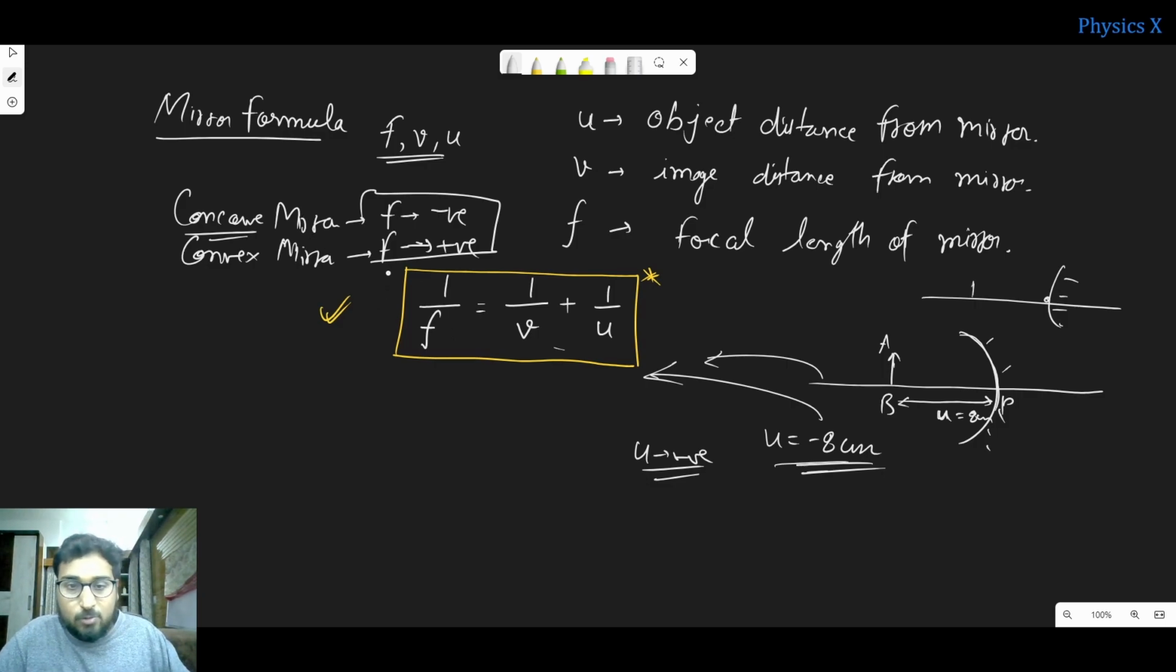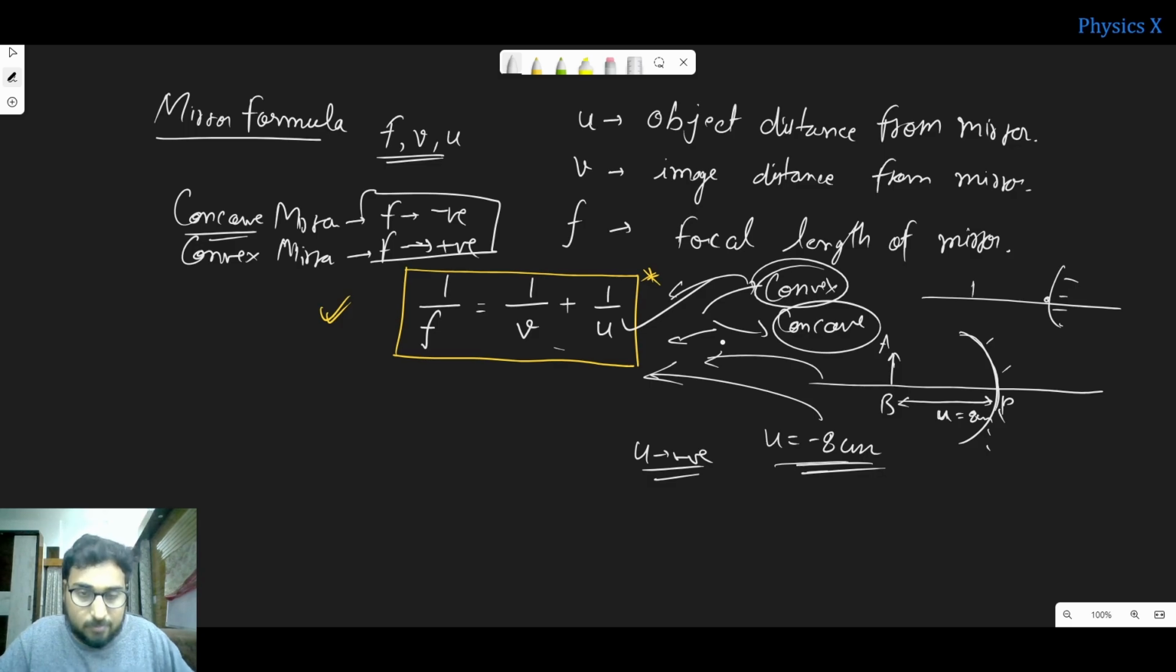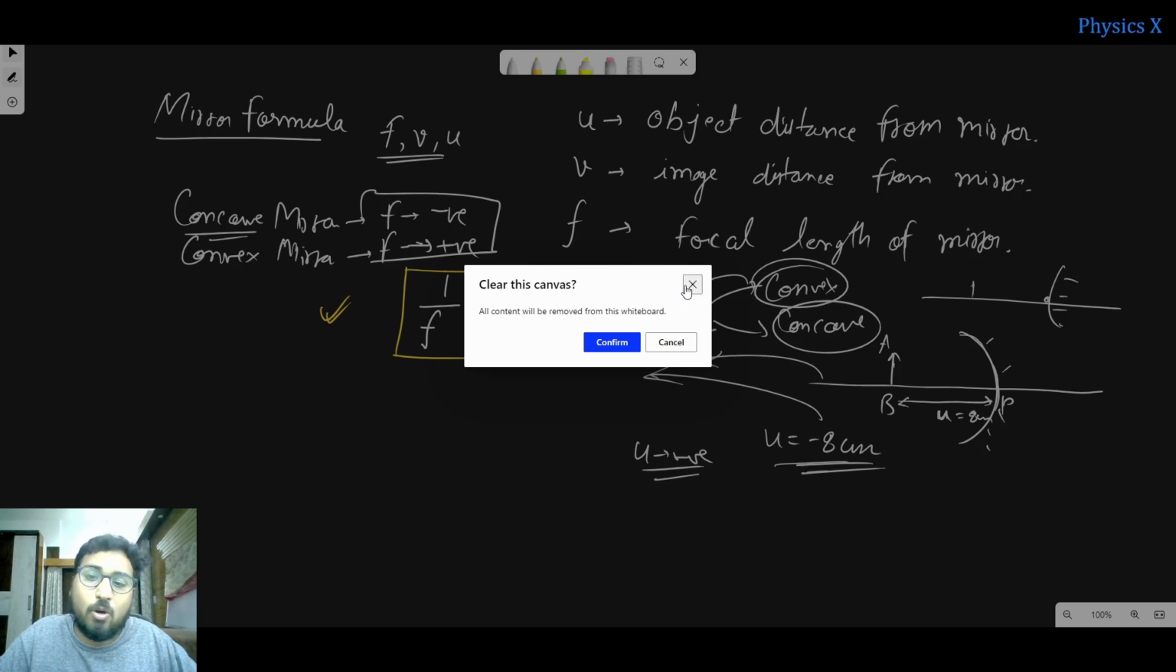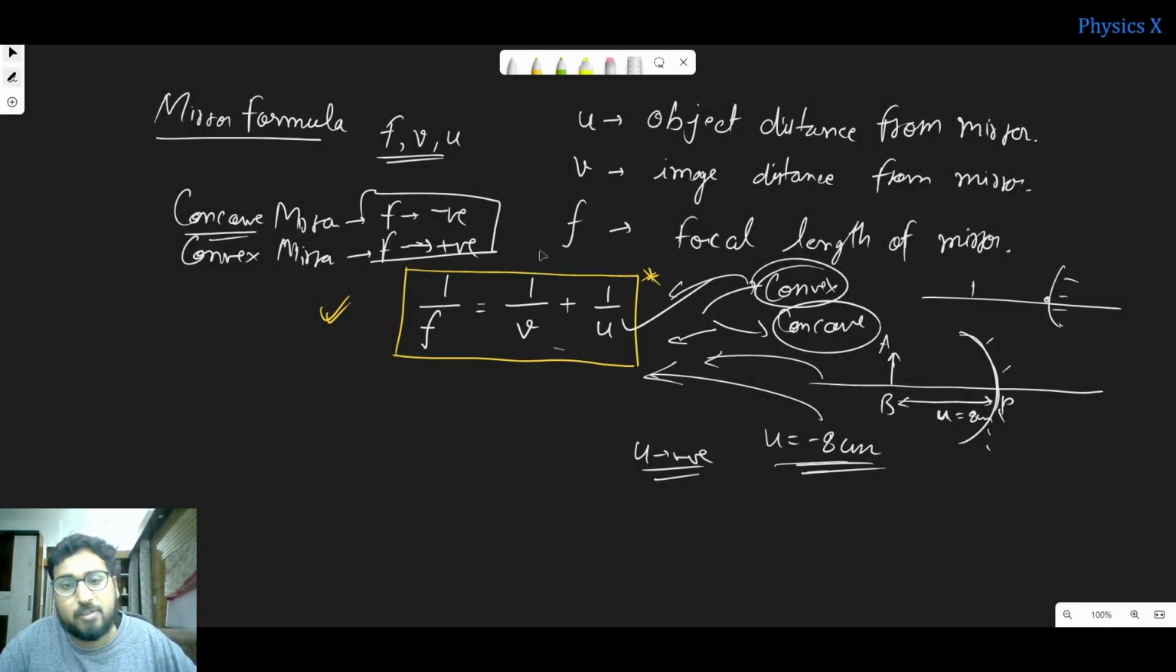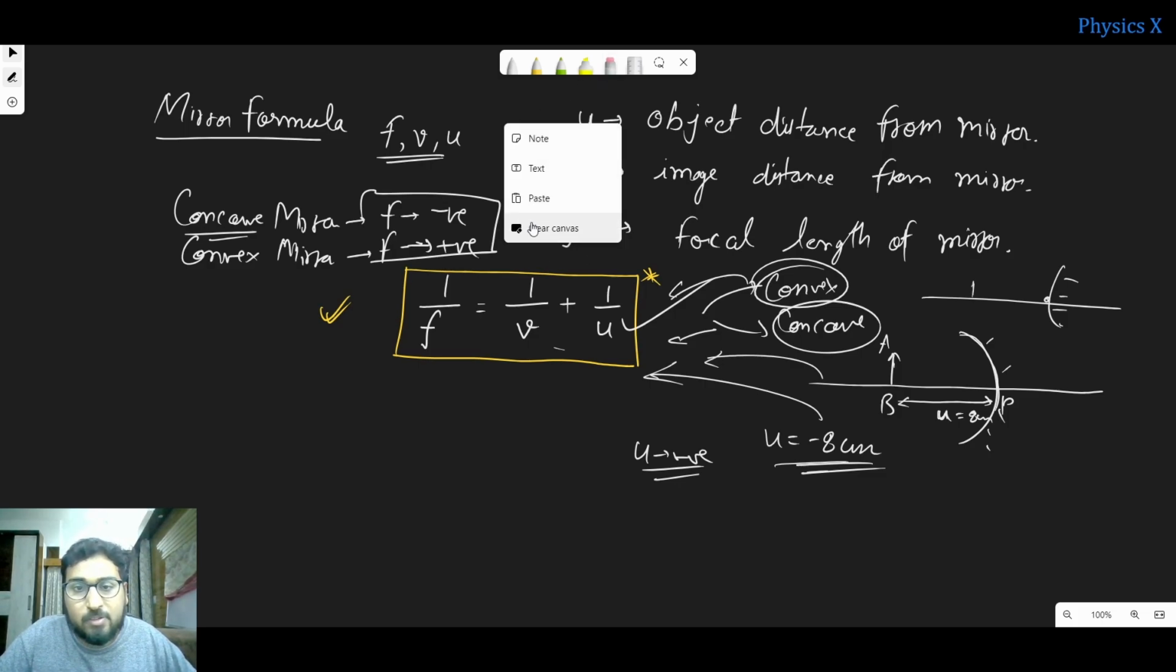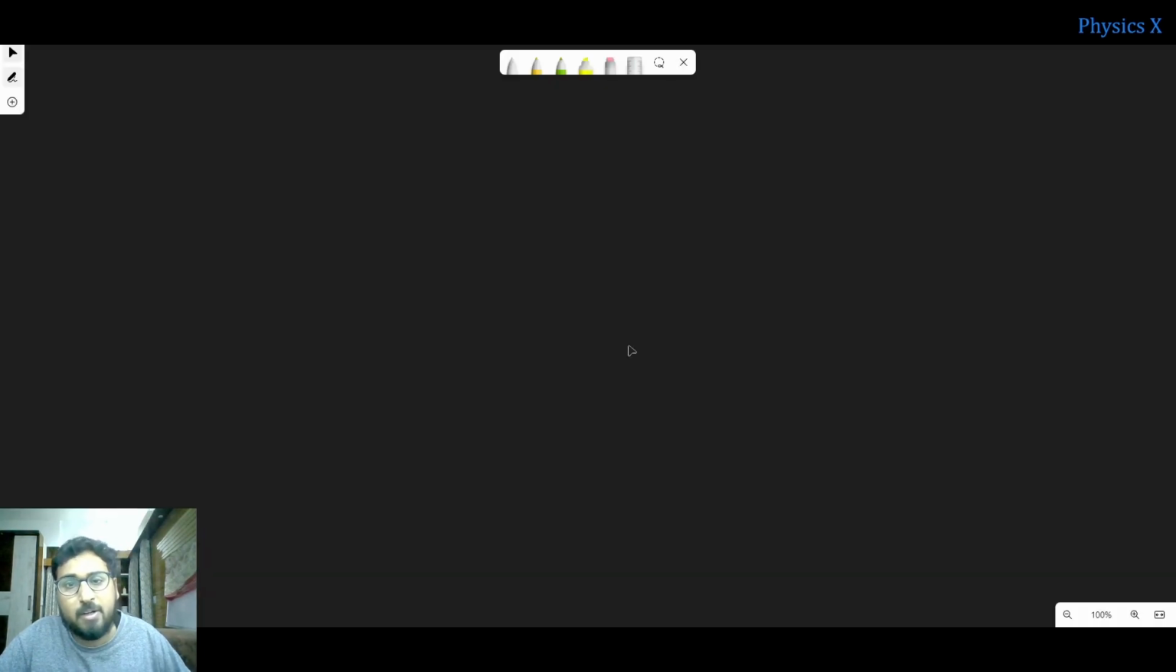That is the meaning. So this is valid for both mirrors, convex and concave, and use the proper sign convention for both in this formula. So this is the mirror formula. The derivation also exists, which involves concepts of triangles, like congruent triangles or similar triangles, but that derivation is not asked in the exams, so we don't want to discuss it here. Let us now go to the magnification concept, the next part.